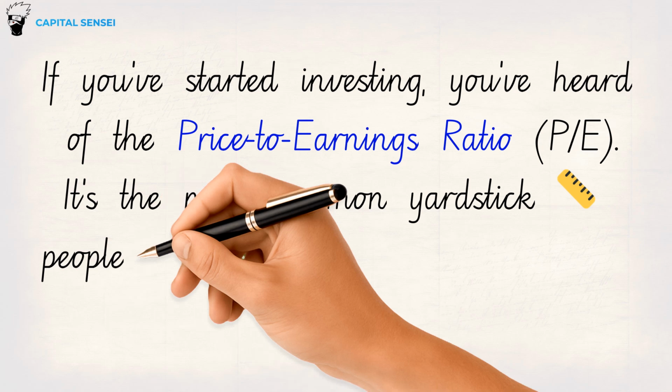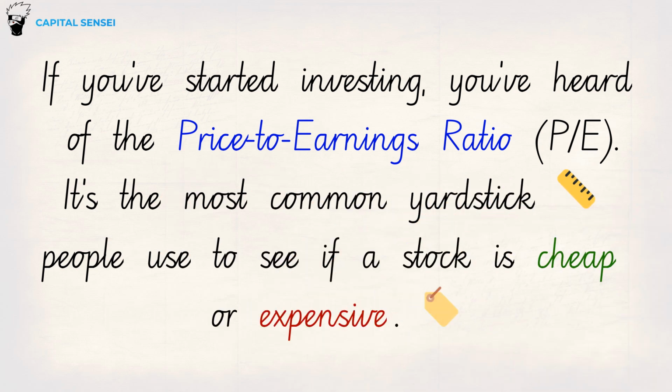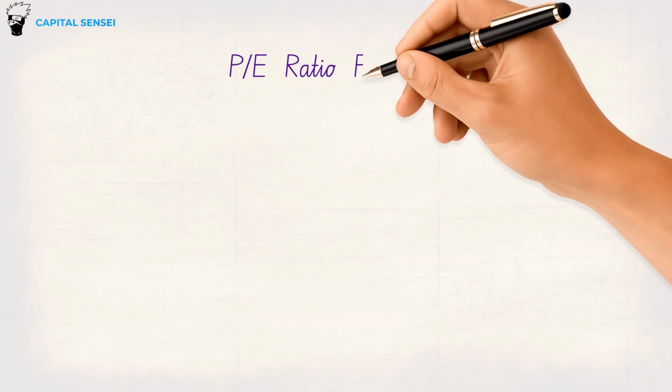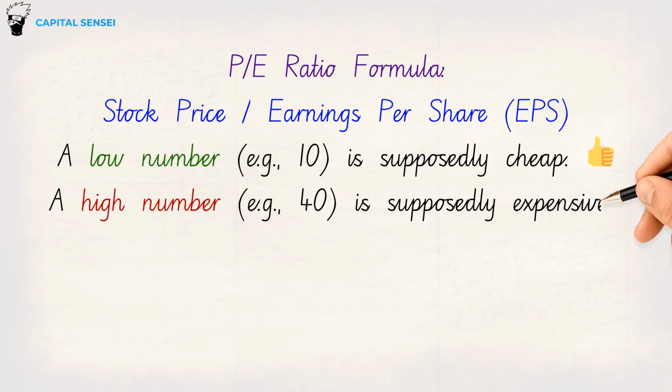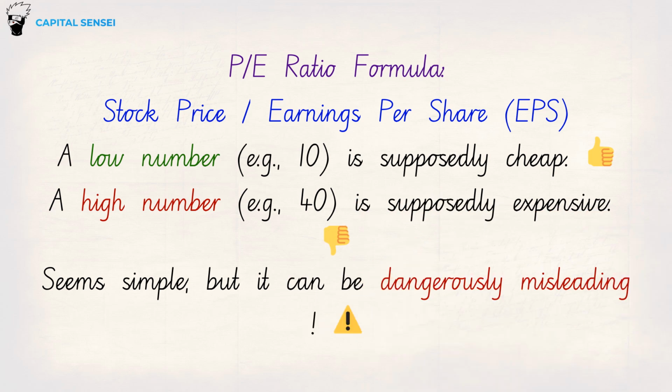If you've ever dipped your toes into the world of investing, you've almost certainly heard of the price-to-earnings ratio, or the PE ratio. It's the most common yardstick people use to figure out if a stock is cheap or expensive. You take the company's stock price and divide it by its earnings per share. A low number, say 10, is supposedly cheap, and a high number, like 40, is considered expensive. It seems simple and intuitive, right? Well, the problem is, it can be dangerously misleading.